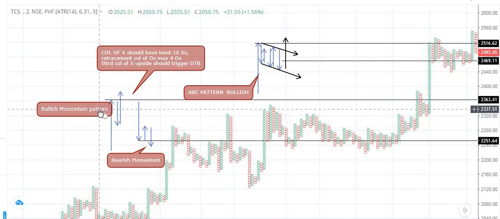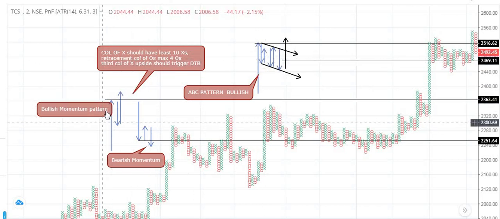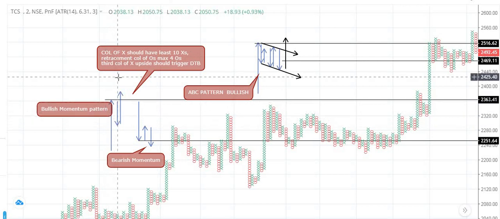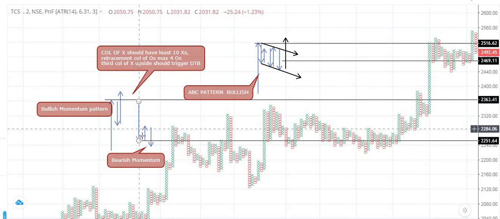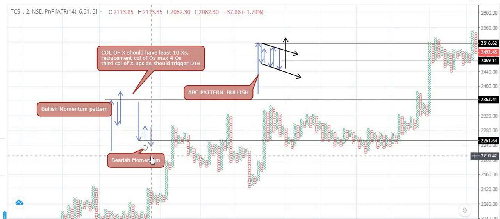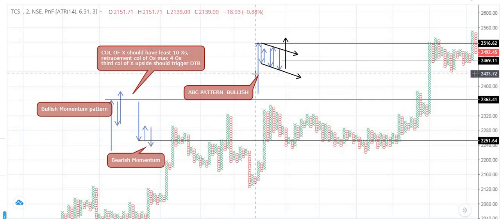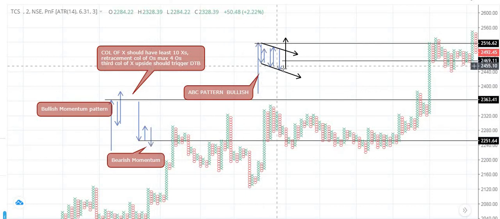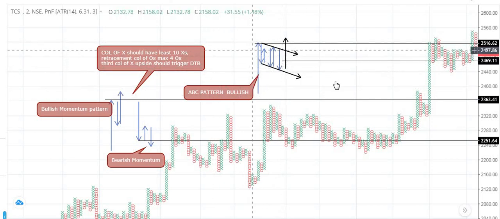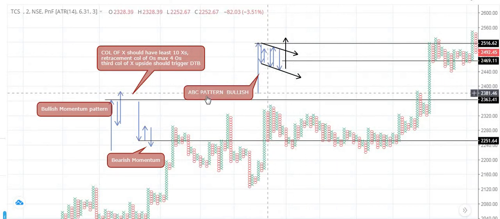So this is the strongest, because it didn't wait for the second column, it busted upside, and it didn't wait for the second retracement deeper than this, and it broke downside. Here it is taking time, consolidating, and then it may break. So this is ABC bullish. Just invert it, that will be ABC bearish.